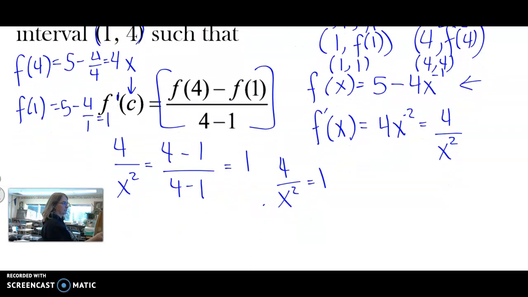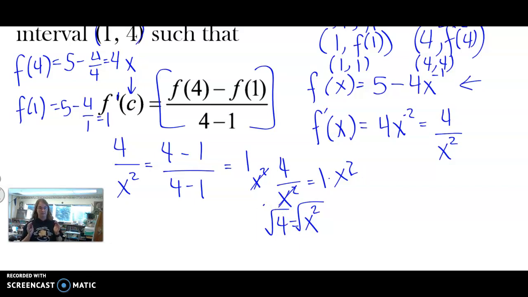So solving this for x, I want to multiply both sides by x squared, and I get 4 is equal to x squared. Take the square root of both sides, and we're talking about just the interval from 1 to 4. Our x coordinates that we're looking for are between 1 and 4. So I don't need to do the negative piece, so we get x is equal to 2.